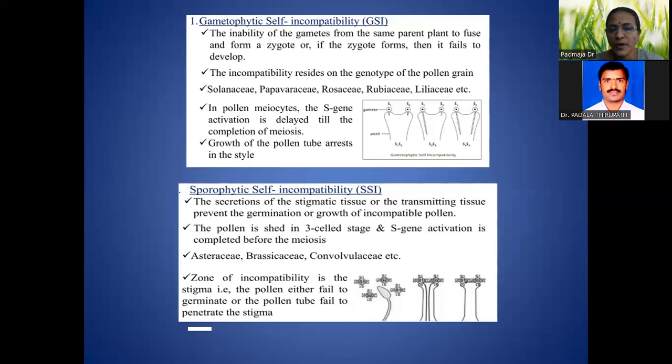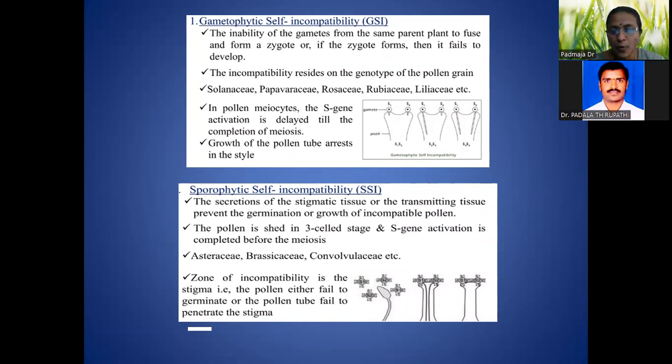And the sporophytic self-incompatibility. This is due to the secretion of the stigmatic tissue or the transmitting tissue that prevents the germination or growth of the incompatible pollen. So the pollen is shed at the 3-celled stage, and S gene activation is completed before the meiosis. In the members of Asteraceae, Brassicaceae and Convolvulaceae, the zone of incompatibility is the stigma.